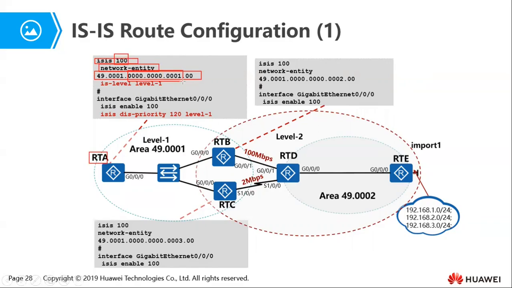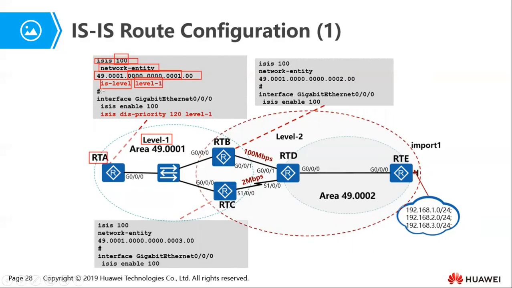The next part is used to define the system ID. Then the last part should always be 00, 2 zeros. So the system ID for RTA is 1. Then by default, IS-IS routers are level 1-2 routers, but we want to configure this one as a level 1 router. So to do that, we use the command is-level, then we select level 1.